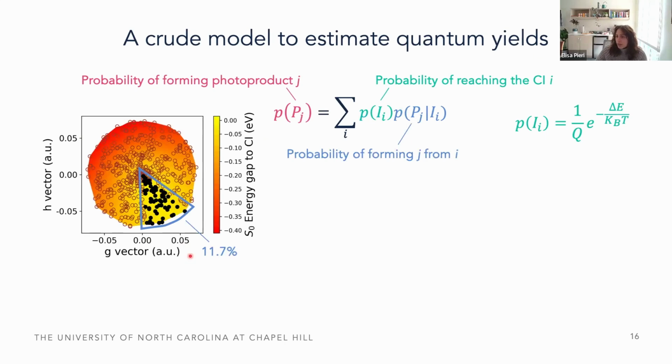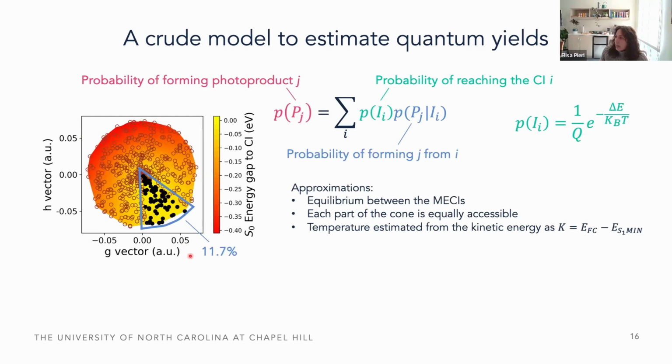So here we're running very simple calculations. And again, there are many approximations behind it. We are considering as if the MECIs were in equilibrium with each other, which is definitely not true. We are considering that each part of the cone here is equally accessible, which is to be proven at least. And also this temperature that we are calculating here is estimated in a slightly weird way.